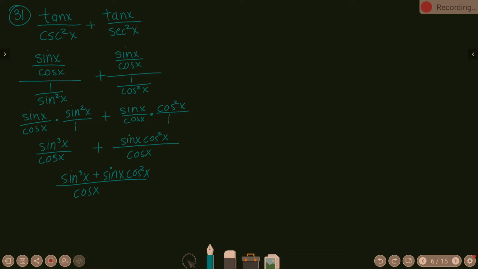So if you factor out a sine x, the GCF of sine x, right? So if I factor out the GCF of sine x on top, we did something like this yesterday in an example, didn't we?